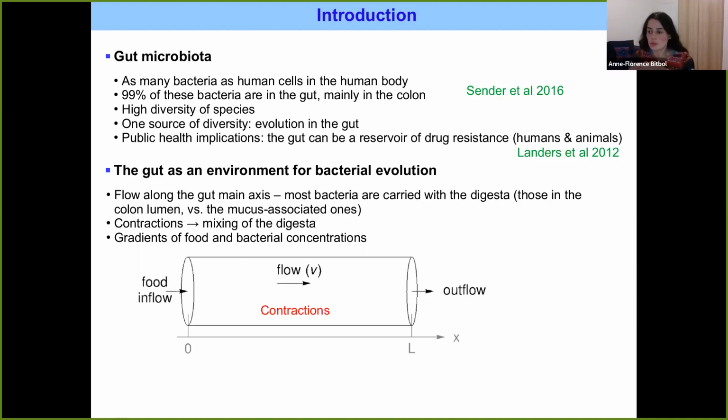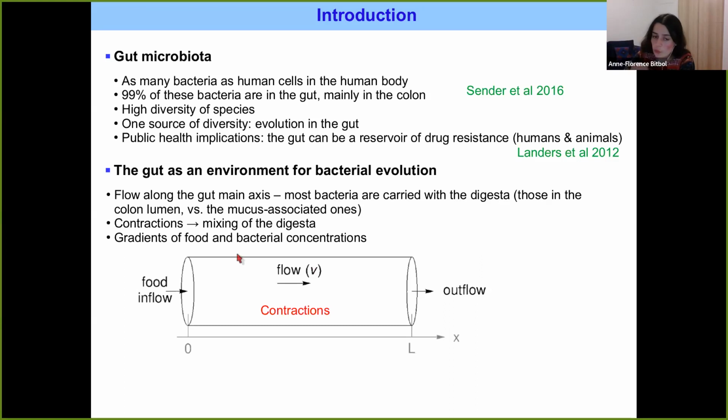In order to study this, we are going to view the gut as an environment for bacterial evolution. And we are going to take into account some key points of the gut, which is that essentially the gut is a cylinder and there is flow along one direction, along the main axis of the gut. Most bacteria are actually carried with this flow, with the digesta. Some of them are associated with the mucus and stay close to the edges of the gut. We are not going to focus on them. We are going to focus on the majority, which are carried with the digesta.